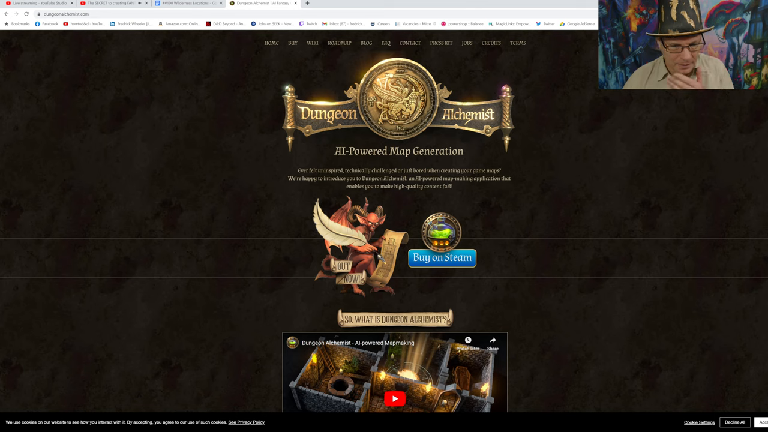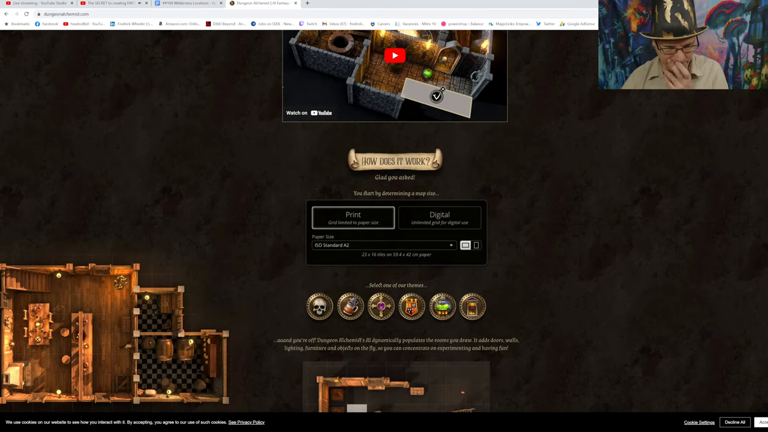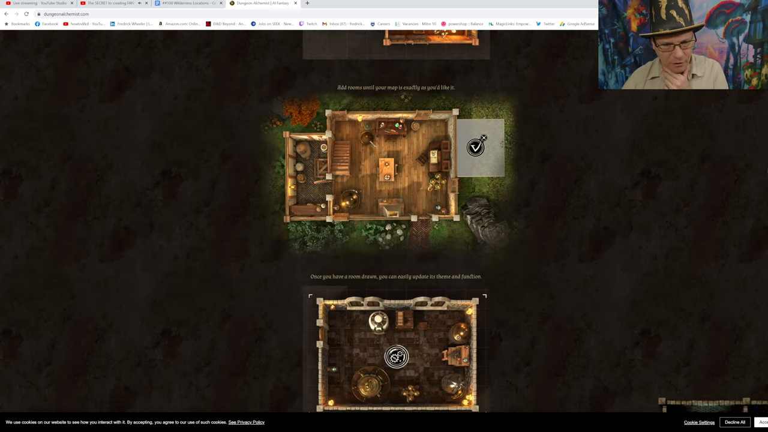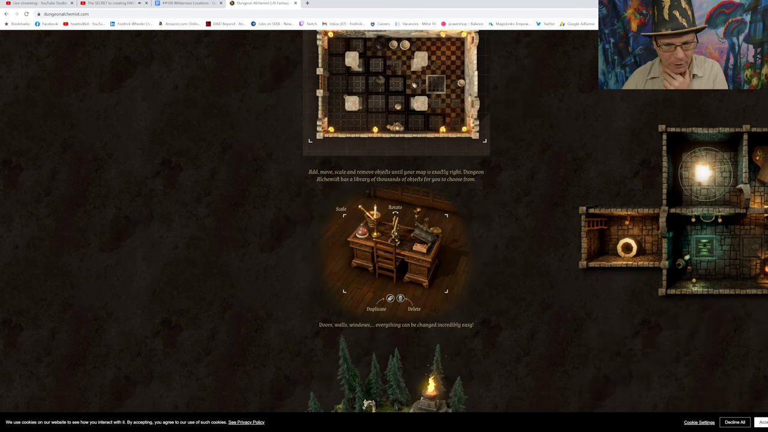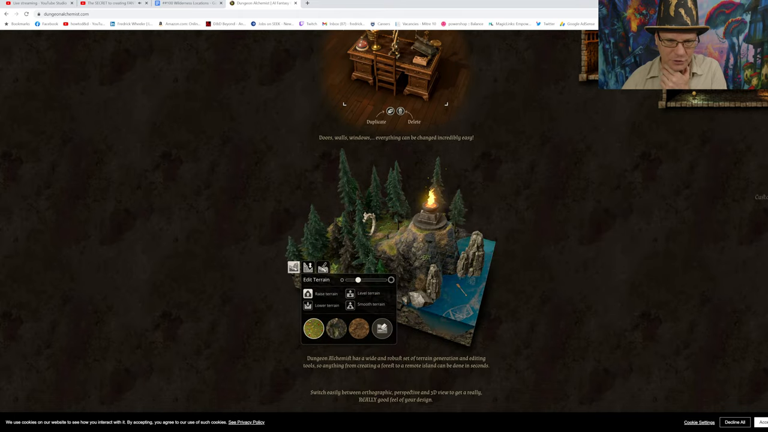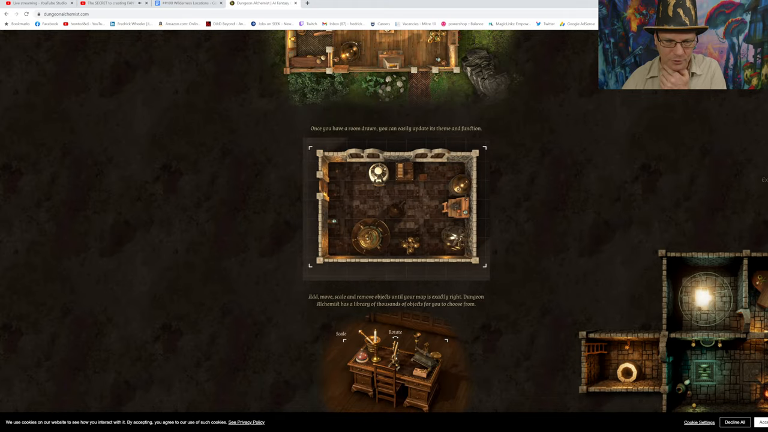That's good. Cool. So buy on Steam, out now. So this looks like a pay to use sort of thing. So you don't have a free version, I suspect, that you can try out. How does it work? Print, digital. Okay. So this looks like Dungeon Fog. Okay, actually, I think I've seen some adverts for this Alchemist thing. Yeah, it's a three-dimensional map-making tool. So you get a two-dimensional look, but you can also make it three-dimensional.